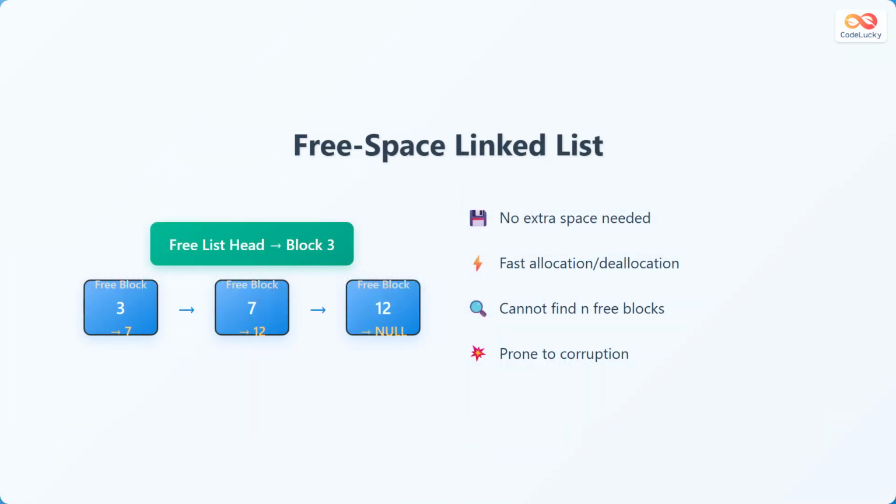Now let's explore the free space linked list. In this method, the free disk blocks are linked together, forming a linked list. A head pointer points to the first free block. Each free block contains a pointer to the next free block. As depicted, the free list head points to block 3, which points to block 7, and block 7 points to block 12, and finally block 12 contains a null pointer signifying the end of the list.